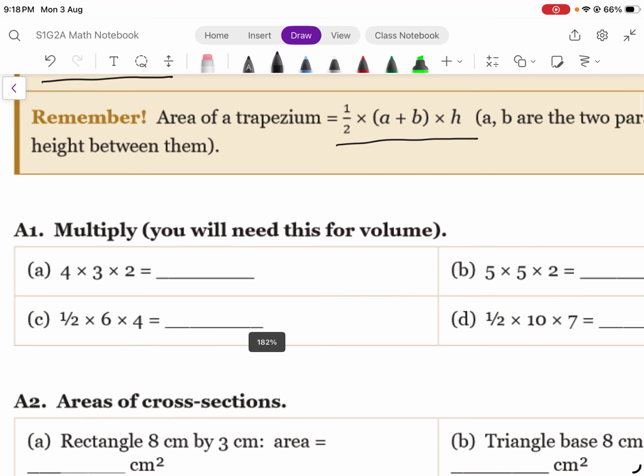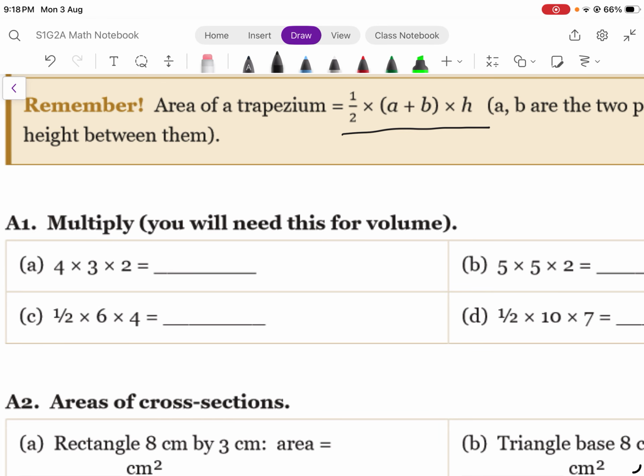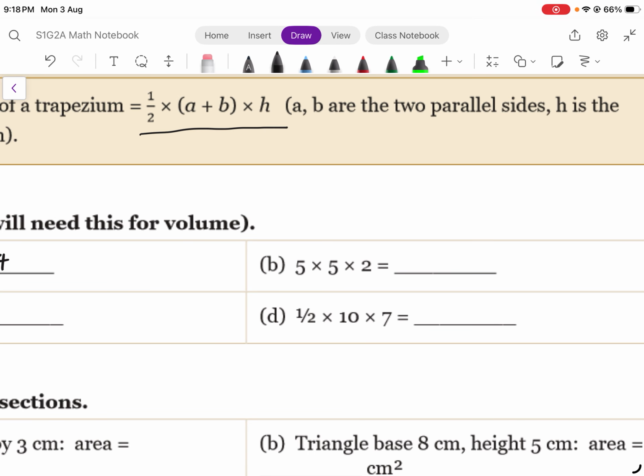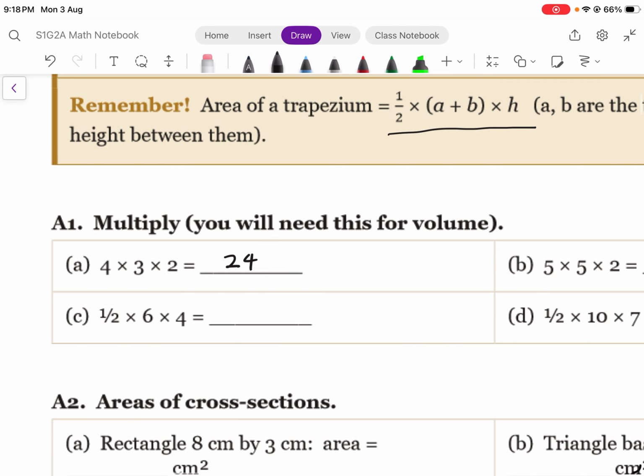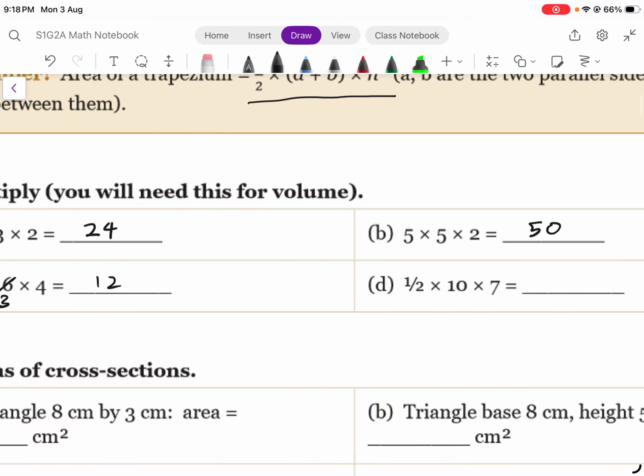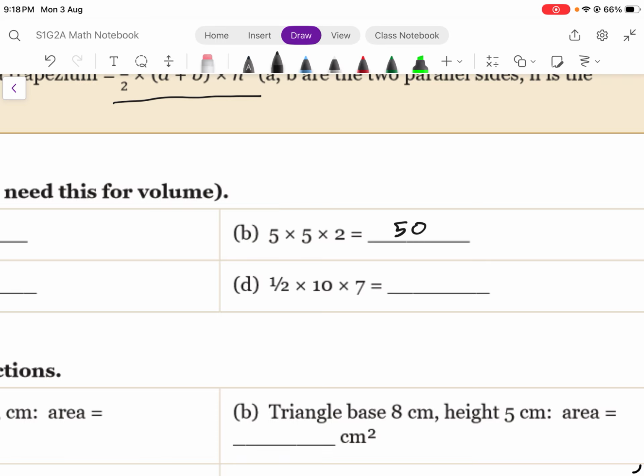Now we're going on to volume. Think of it as length times breadth times height. So this one is 24, right? This one, 25 times 250. Next one, half times 3 times 4, so it's 12. This one will be 35.